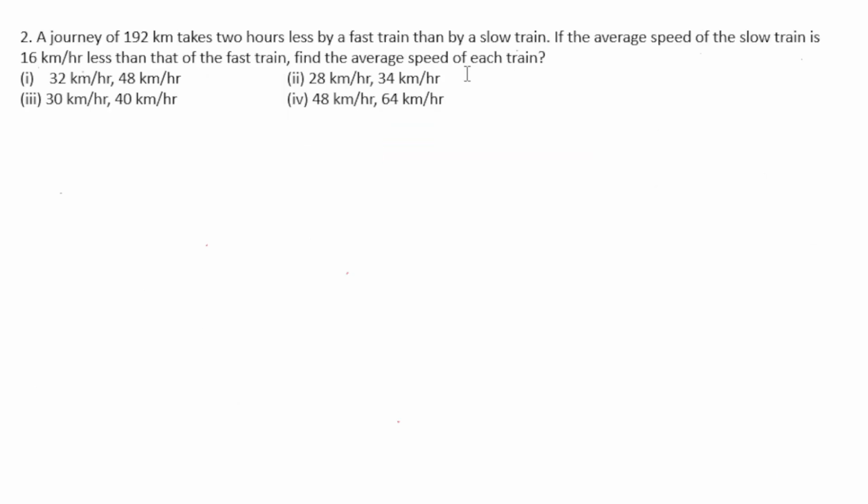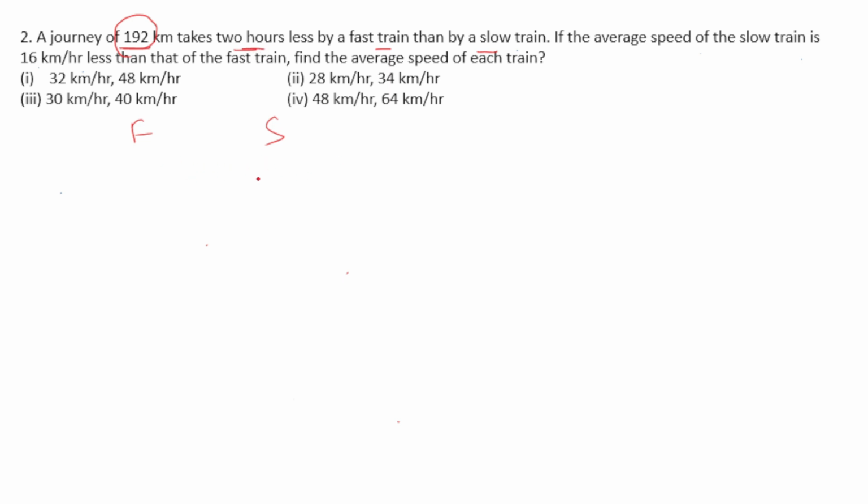Next one. A journey of 192 kilometers takes 2 hours less by a fast train than by a slow train. Okay. This is the fast train and this is the slow train. The total distance travelled is 192 kilometers. And the time taken by the fast train is 2 hours less.